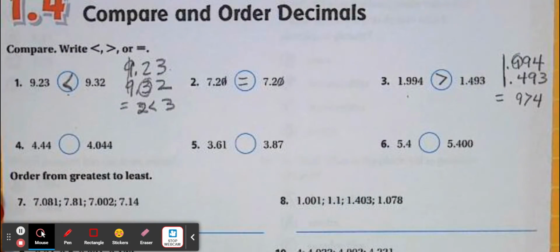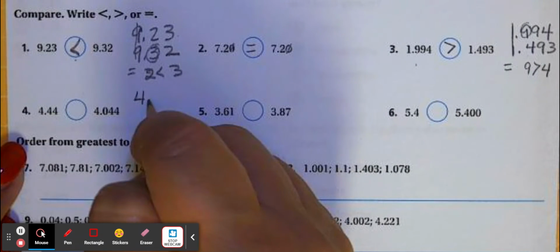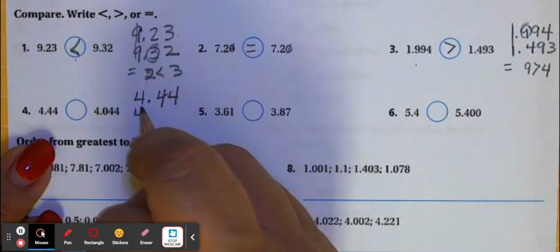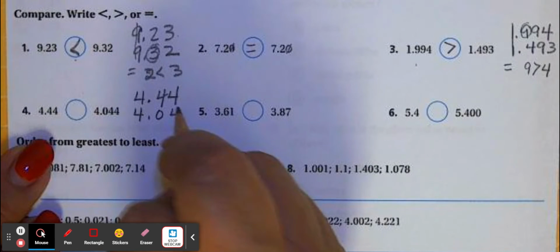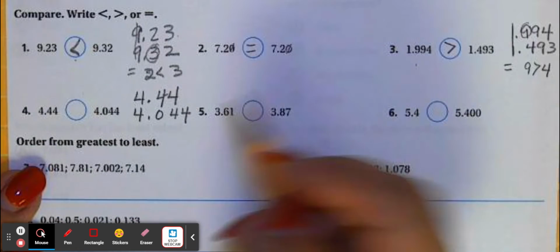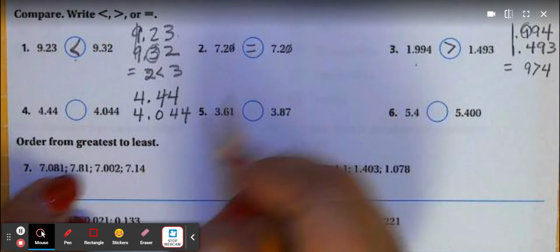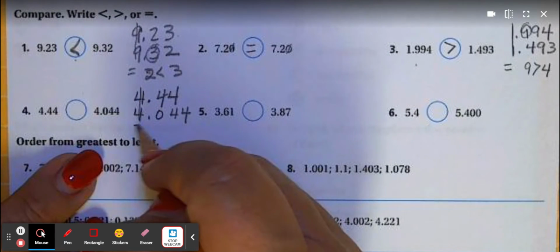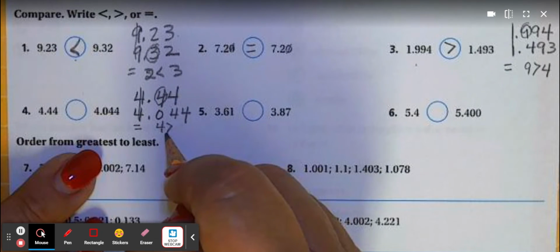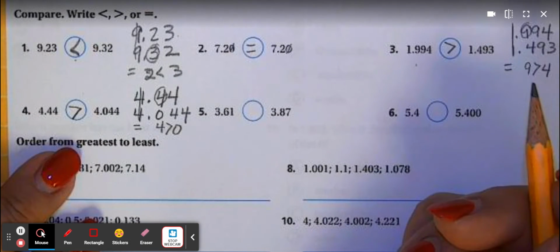Okay. The next one, I'm going to stack this: 4 and 44 hundredths and 4 and 44 thousandths. Now I'm going to compare my ones. Those are equal. Go to my tenths. I can see that the 4 is greater than 0, and I put my greater than sign.